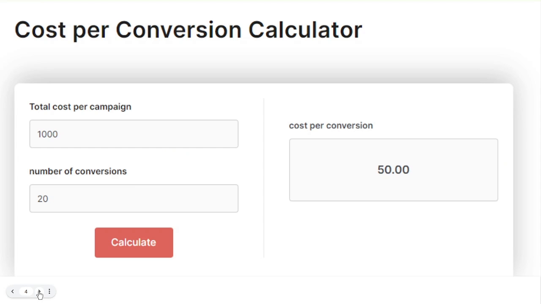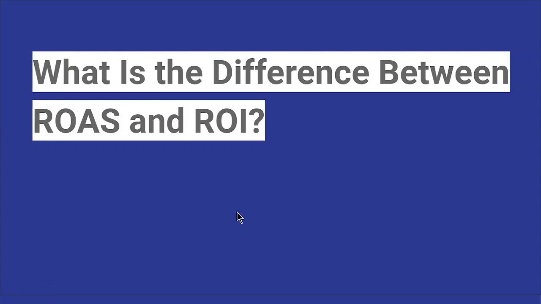Finally, the most asked question: what is the difference between ROAS and ROI?